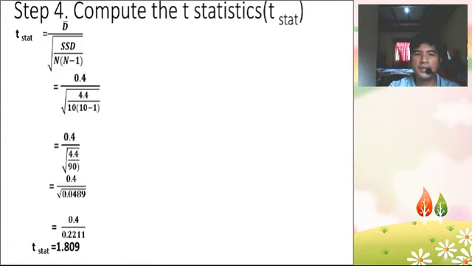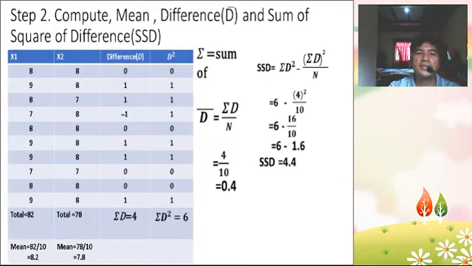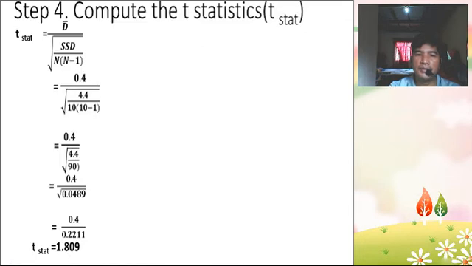For step number 3, okay, we do not have step number 3. It is step number 4 already. Compute the T statistics. Okay, the T stat is equal to, the formula is the sum of D, over the square root of SSD over n times n minus 1. That is the T stat.